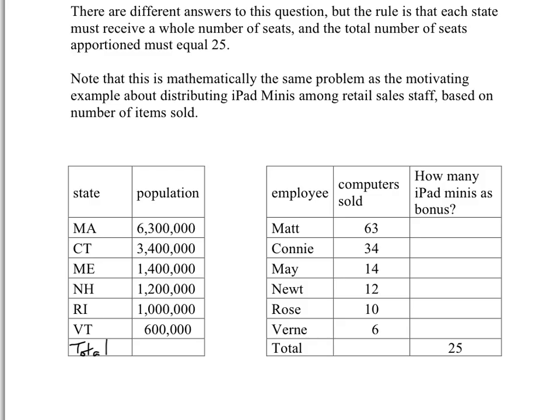So to come up with a precise number of seats to give each state in either version of this example, we're going to need to know what is the total population, so that we can talk about Massachusetts' share of the total population, 13.9 million. We'll talk about Connecticut's fraction of the total population. Similarly, in this version of the problem with computer sales, the total number of sales is 139. And so we're going to ask, Matt is responsible for what fraction of the total number of sales?